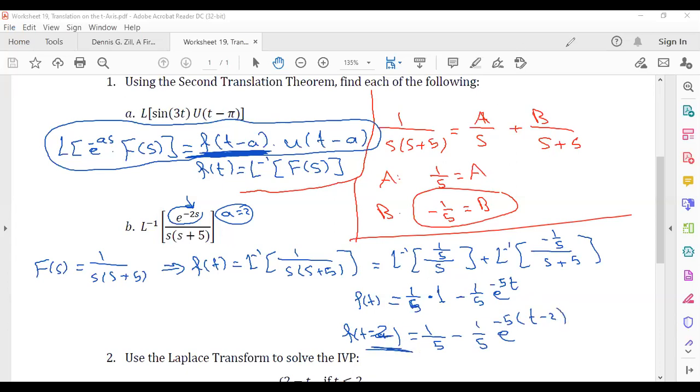Now the final answer, I'm going to write the formula here. So the Laplace inverse of this will be f of t minus a, which you found to be 1 over 5 minus 1 over 5 e to the -5 of t minus 2, times the unit step u of t minus 2, and your a is 2. Here you need the bracket. This is the Laplace inverse of this function. Is it clear?